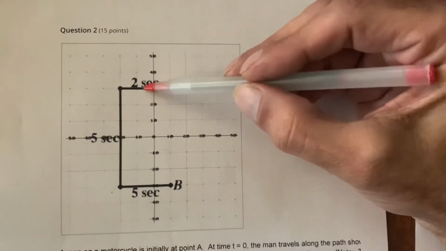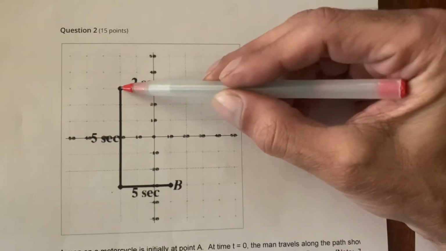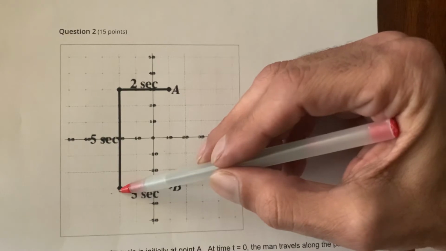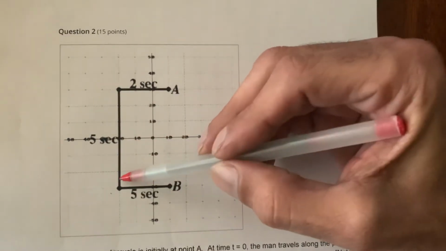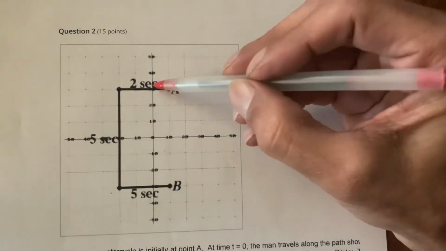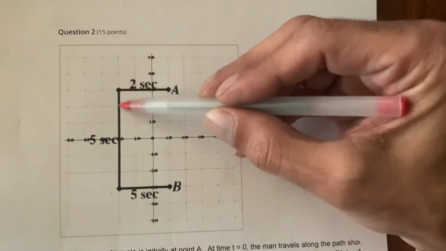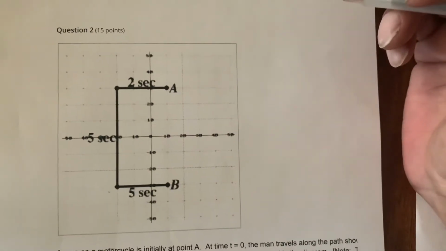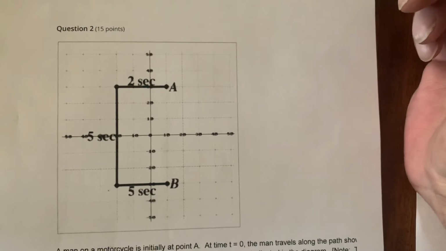Each of these squares is 10 meters. So he starts from point A, takes 2 seconds to get here, goes all the way down in 5 seconds. That's 1, 2, 3, 4, 5, 6 blocks. That's 60 meters. And then another 30 there. And so that's his motion. He is moving in the negative x direction, in the negative y direction, then in the positive x direction. And so you can see it's a straightforward graph right there.